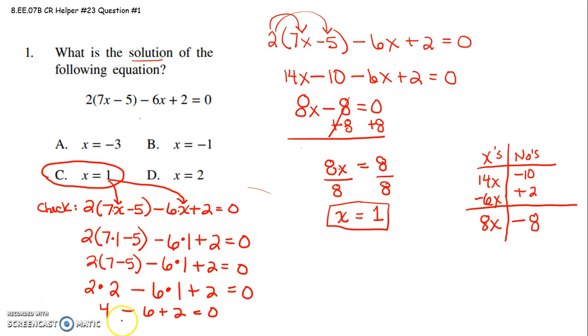Now I take care of any addition or subtraction, left to right. 4 minus 6 is negative 2 plus 2. I'm hoping that that's 0. Negative 2 plus 2 is 0. Totally checks. That tells us x equals 1 is the correct answer. I hope that helps.